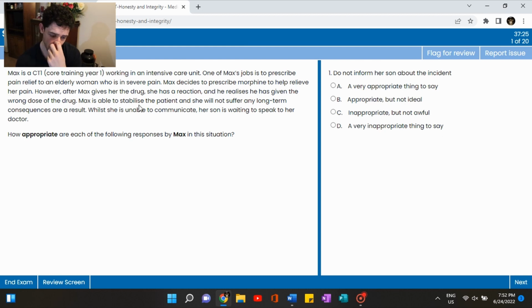So the first option, do not inform her or her son about the incident. This is very inappropriate in this case, and the reason is that you're withholding information. And when you make a mistake, it's good practice to tell the patient what's happened because it's their health. It's not up to you to decide.